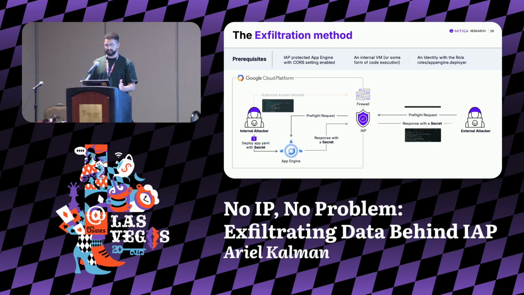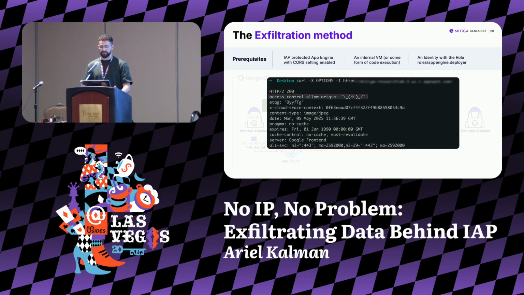The third and last step is that we get the response. The app engine responded with the response to the HTTP options request, and inside the response, you can see the value that we wanted to exfiltrate. This is from the screen of the external attacker. So it means that the internal attacker was able to exfiltrate that shrug to the external attacker without sending a direct packet.